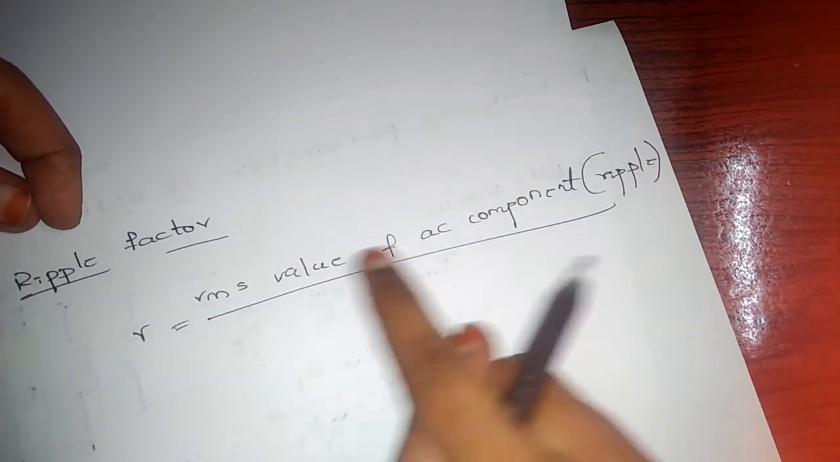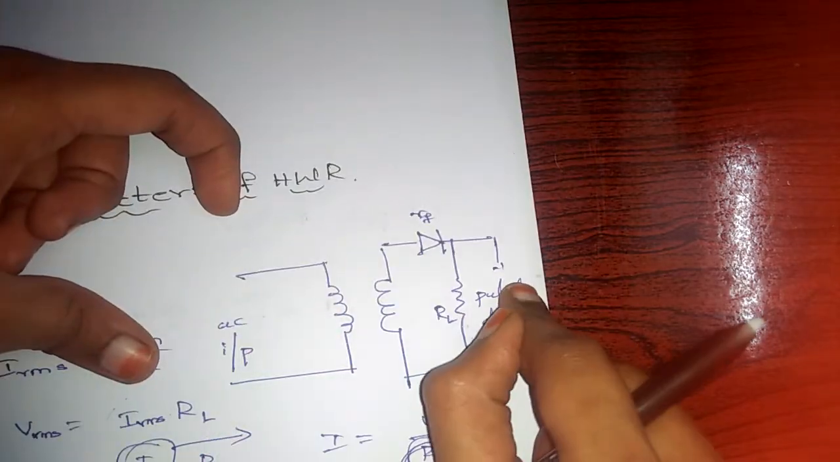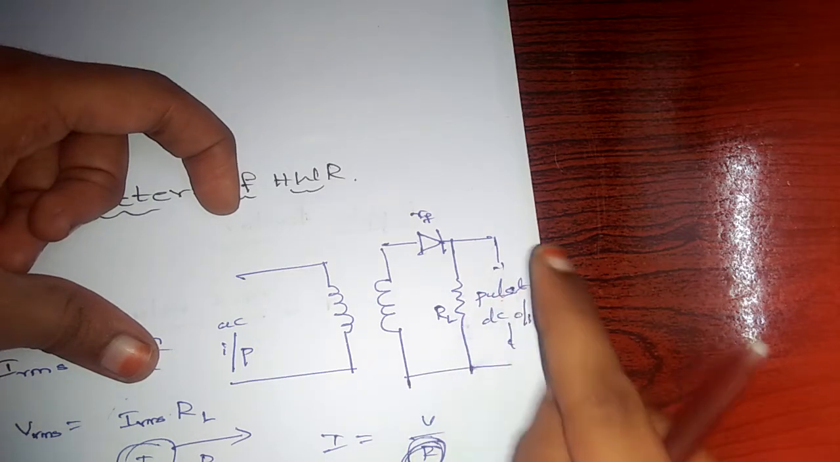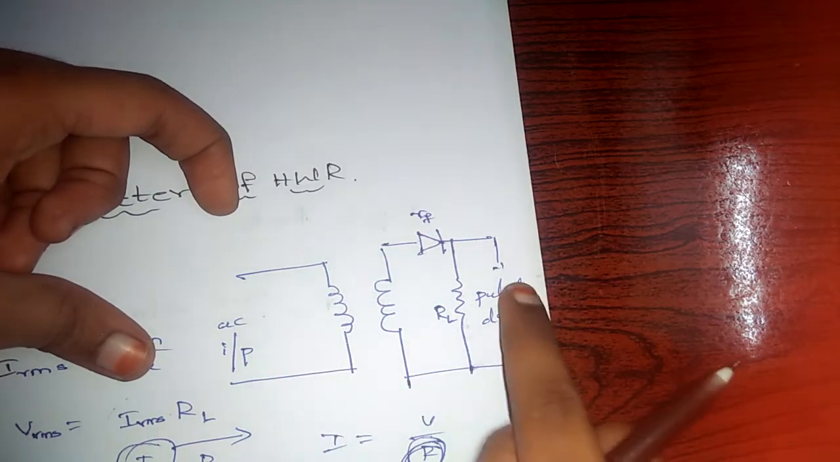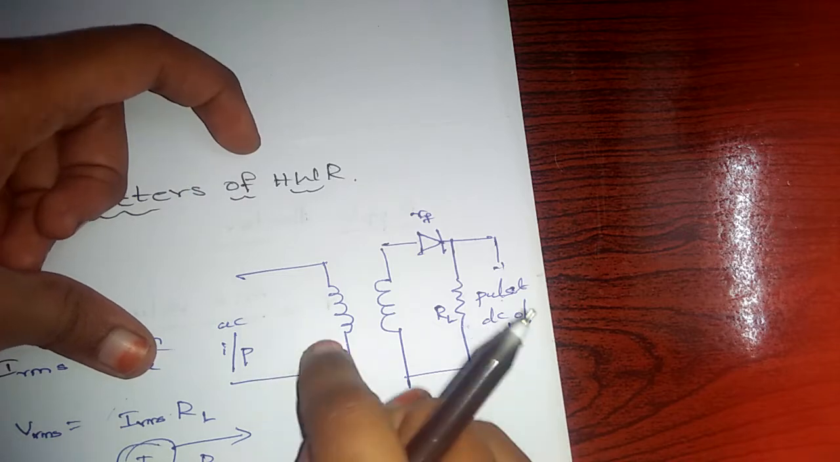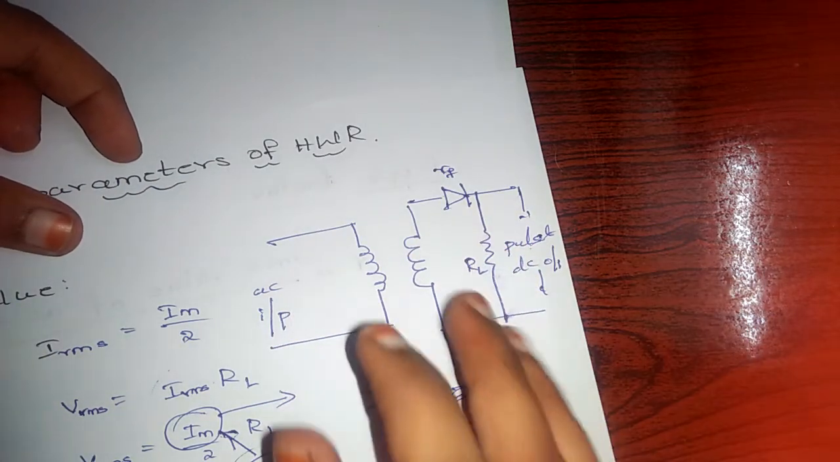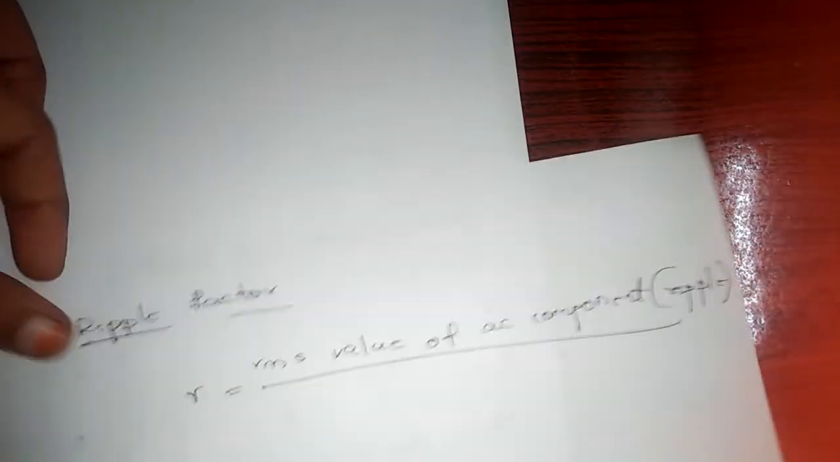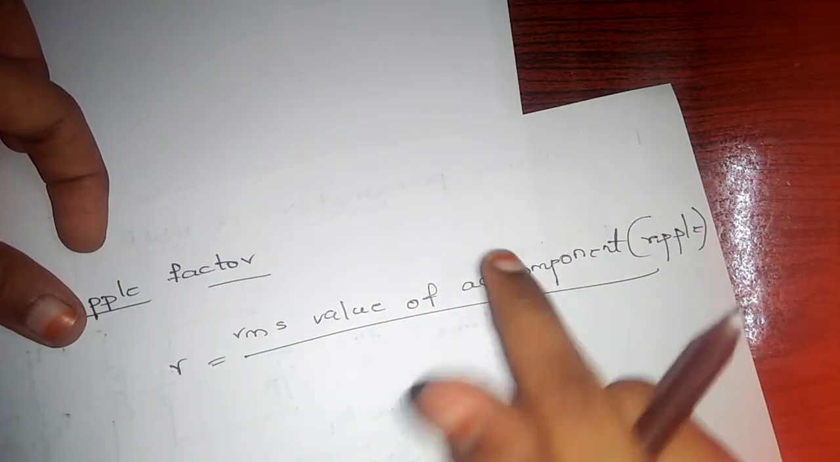See, the RMS value of the AC component. Here we give input as AC, but we get pulsated DC, which means not pure DC form. So it is a mixture of some AC components. To know the efficiency of this rectifier, we take the RMS value of the AC components, which are found in this pulsated DC.